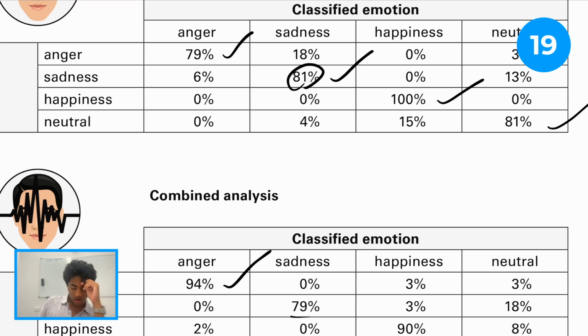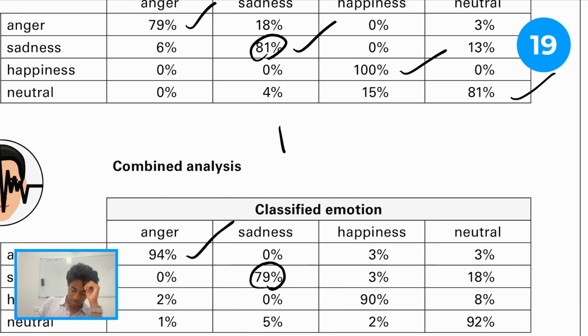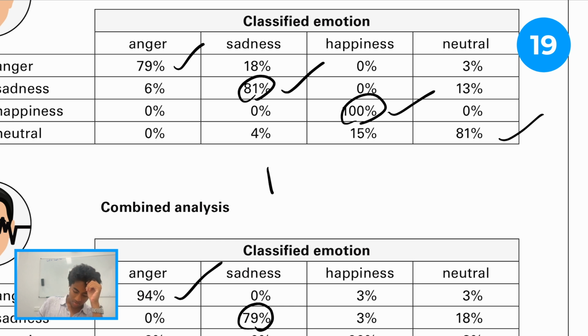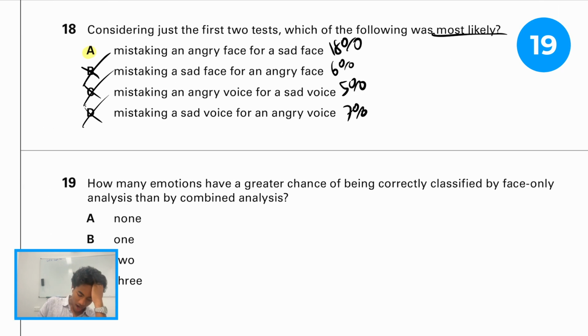That means there's already one emotion where the face-only analysis is better than the combined analysis. Then let's look. Happiness is 100 here, 90 here. That means there's a second emotion that is better. Neutral is 81 and 92 here, which means that the combined analysis is better. Still, two emotions were classified better by the face than the combined. So our answer is 2.